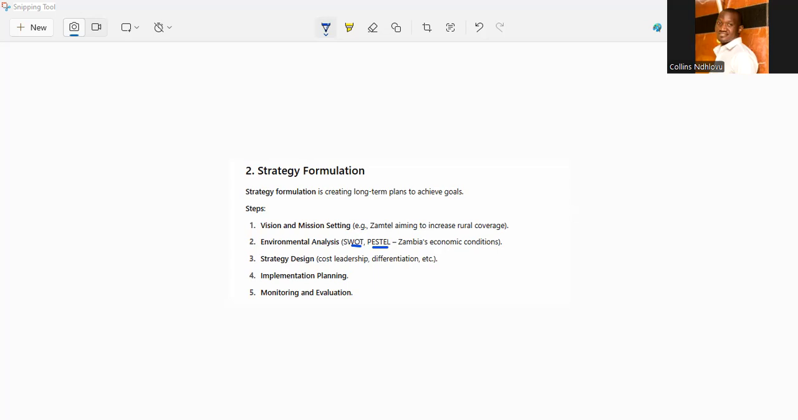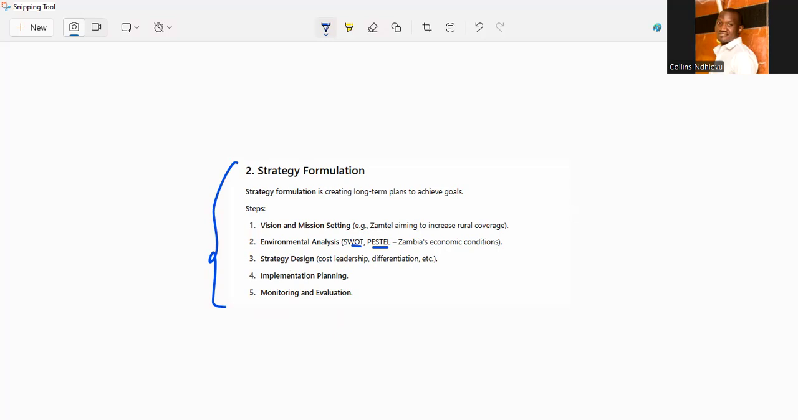Organizations must use KPIs aligned to strategic goals. There should be regular reviews conducted to identify the successes and challenges. There should also be flexibility. Strategies must also evolve to respond to emerging trends and risks. So these are some of the steps that we must look at when we are dealing with what? Strategy formulation. So vision setting, environmental scanning, strategy designing, implementation planning, and monitoring and evaluation. So the 5 steps are involved when you're dealing with what? Strategy formulation. Are there any questions so far?